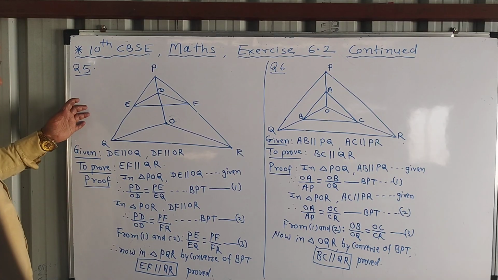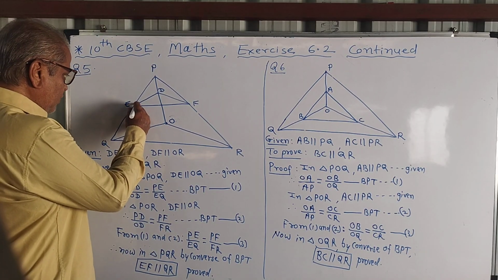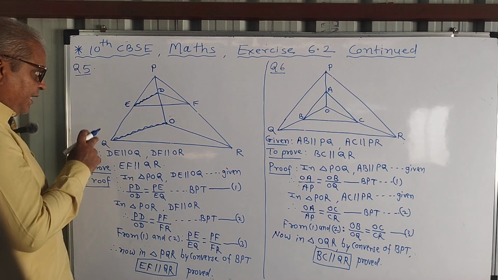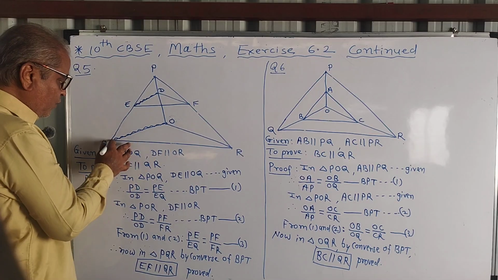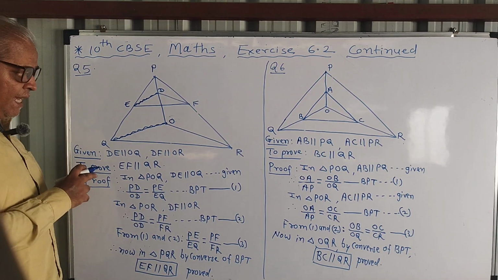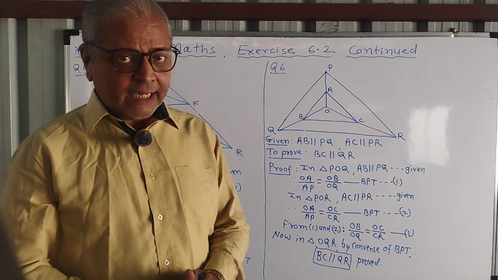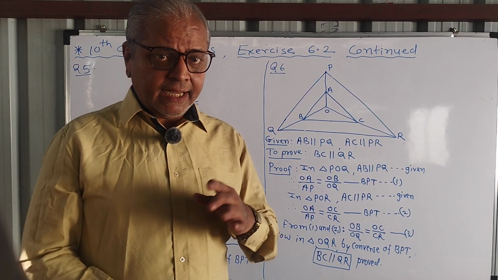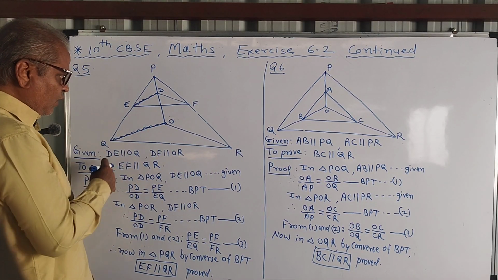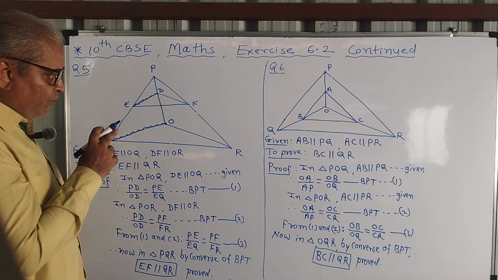See, in question number 5 it is given that DE is parallel to OQ. That means we need to consider triangle POQ. In a triangle, if a line is parallel to one side of a triangle, then I can use BPT. So to use BPT, a line must be parallel to one side in the triangle. They have given us that DE is parallel to OQ, so we can use BPT in triangle POQ. First step.